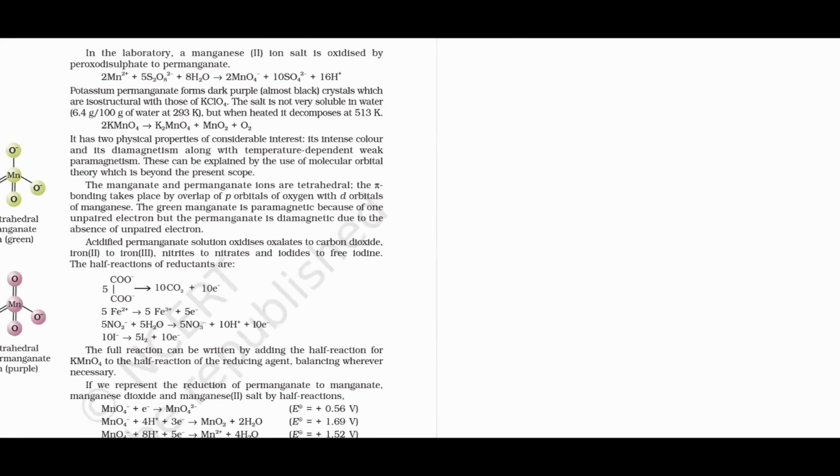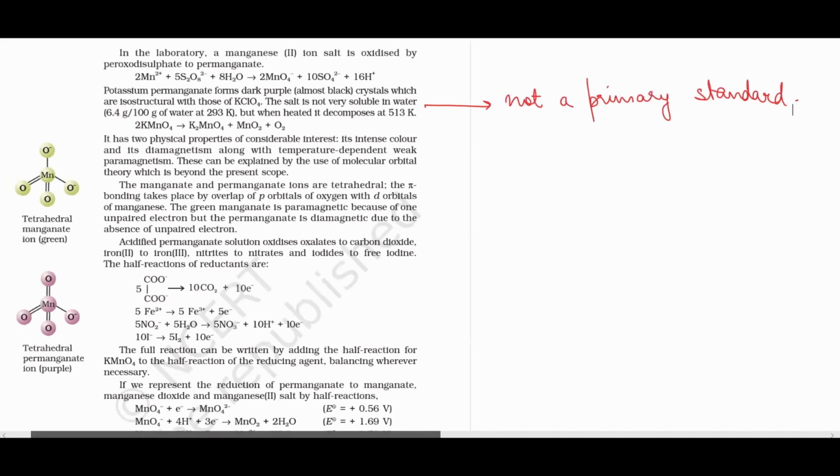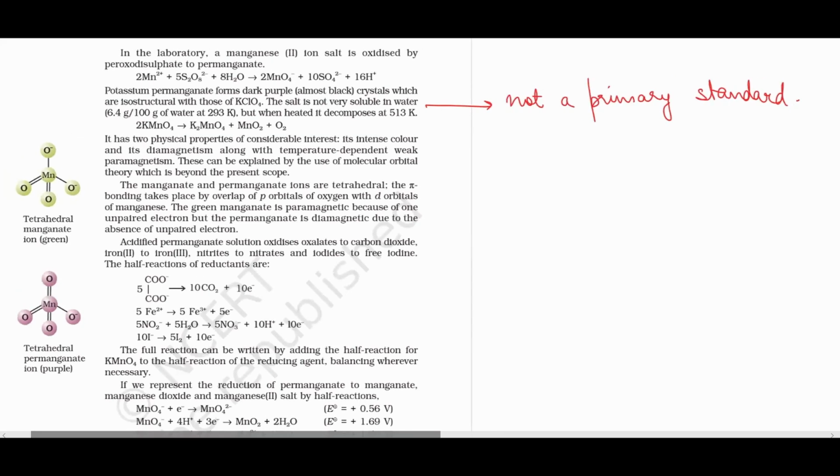Potassium permanganate is not a primary standard. It's very difficult to obtain this in pure form. It generally has an impurity. Then the structure of both manganate as well as permanganate ions. Intense color is due to charge transfer spectra. Fine. And then the oxidizing action.